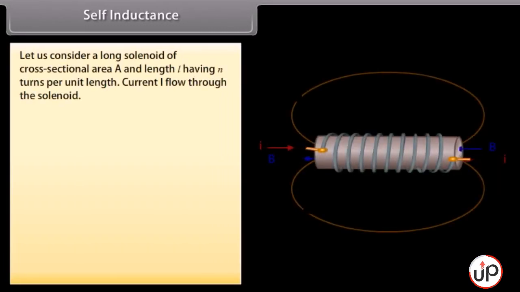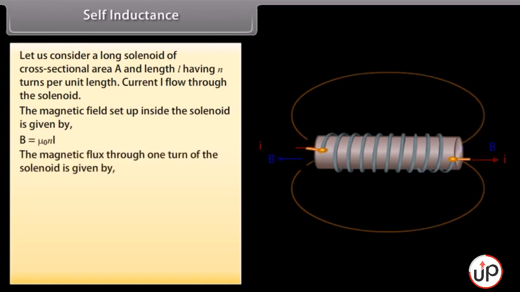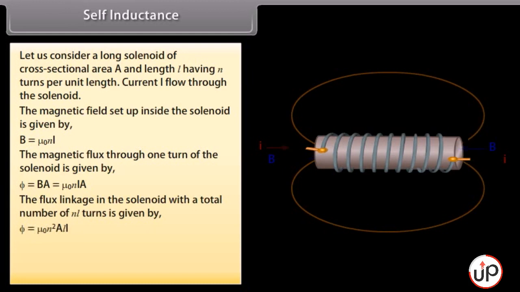Let us consider a long solenoid of cross-sectional area A and length l having n turns per unit length. Current I flows through the solenoid. The magnetic field set up inside the solenoid is given by the product of mu naught n and I. The magnetic flux through one turn of the solenoid is given by the product of mu naught n, I and A. The flux linkage in the solenoid with the total number of N = nl turns is given by mu naught n square A l I. Hence the self-inductance of the solenoid is given by mu naught n square A l.